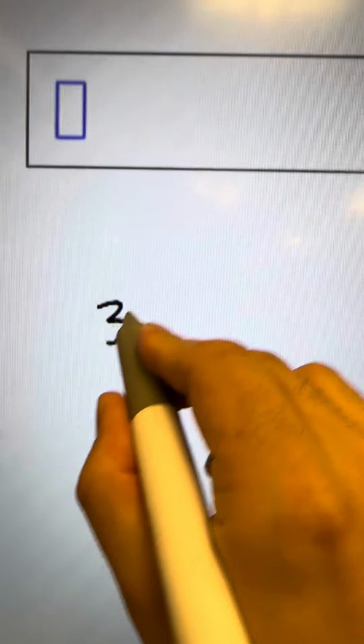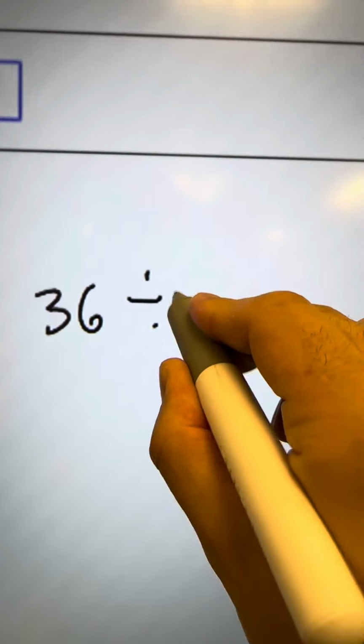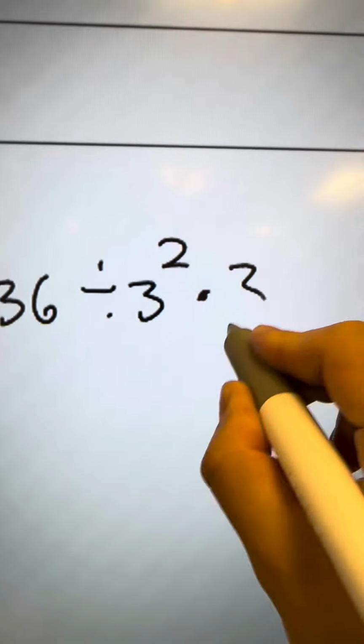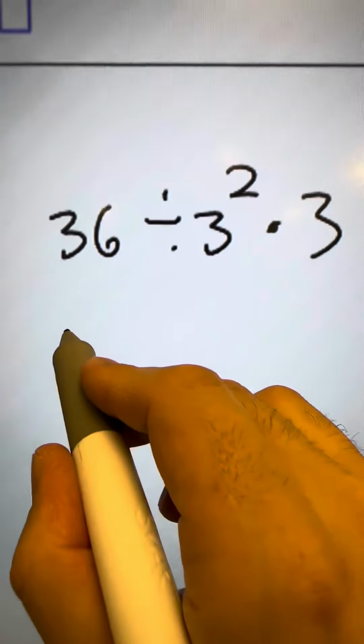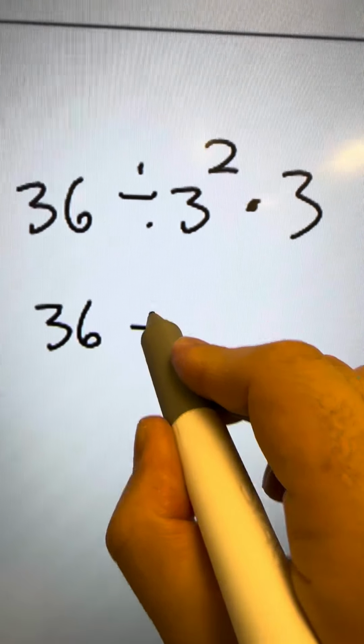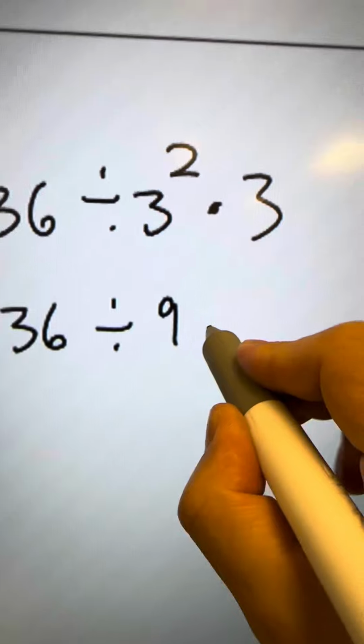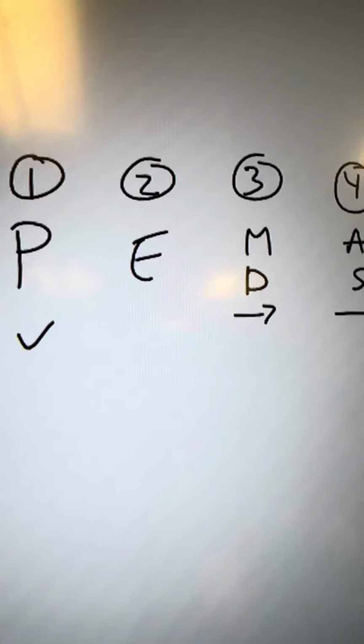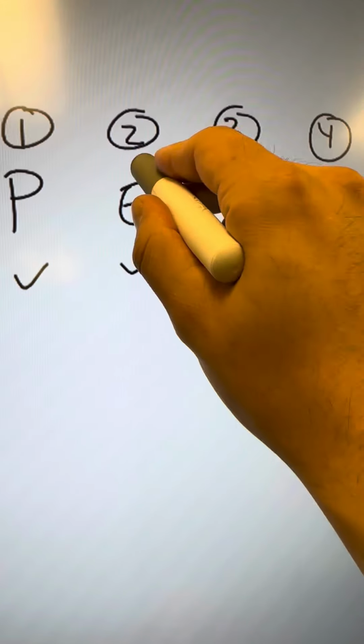So that'd be my first thing I'm going to do. So 36 divided by 3 squared times 3. The first thing I'm doing is just simplifying this part. So I'm going to copy everything else exactly the same. This becomes 9 times 3.